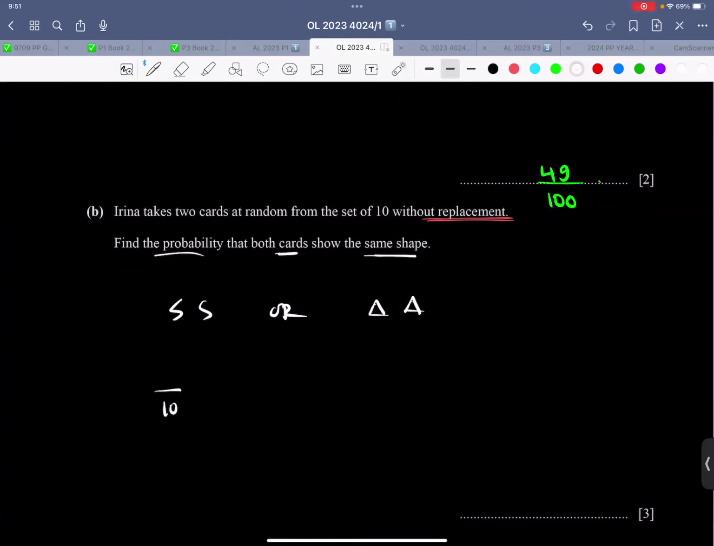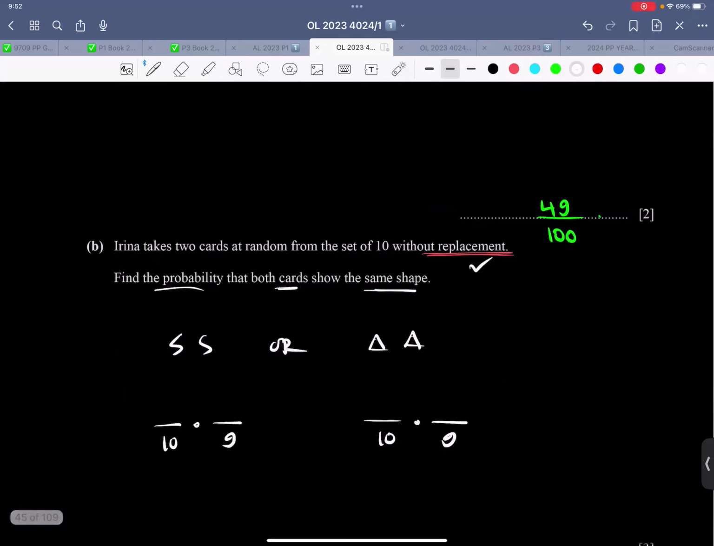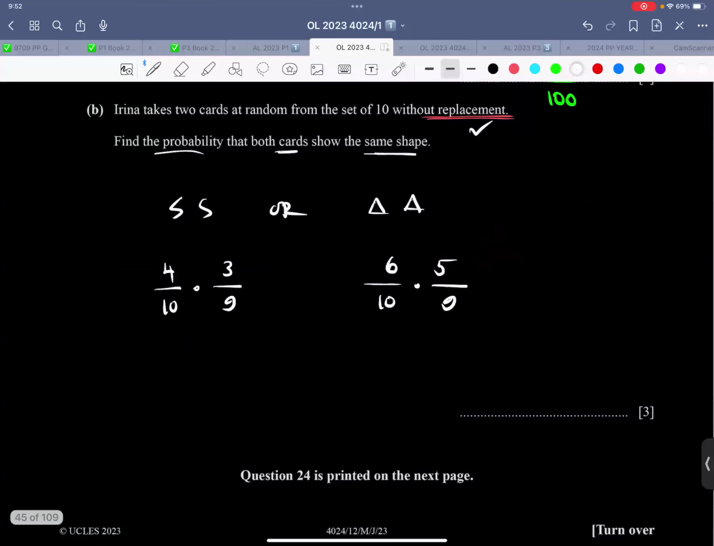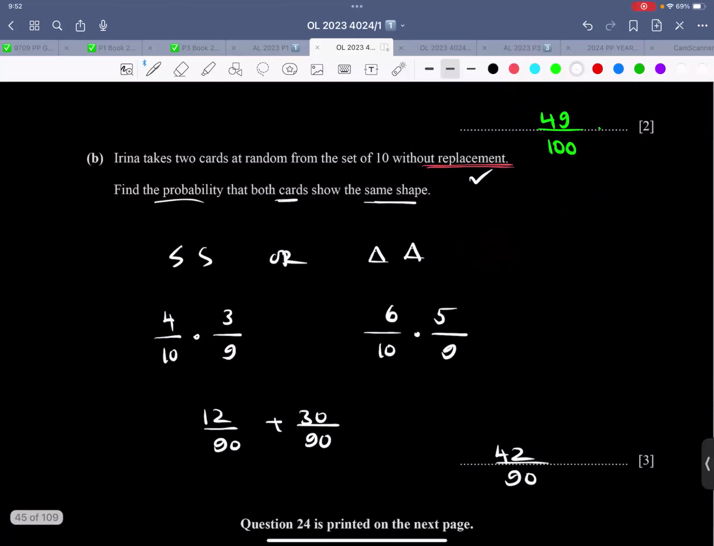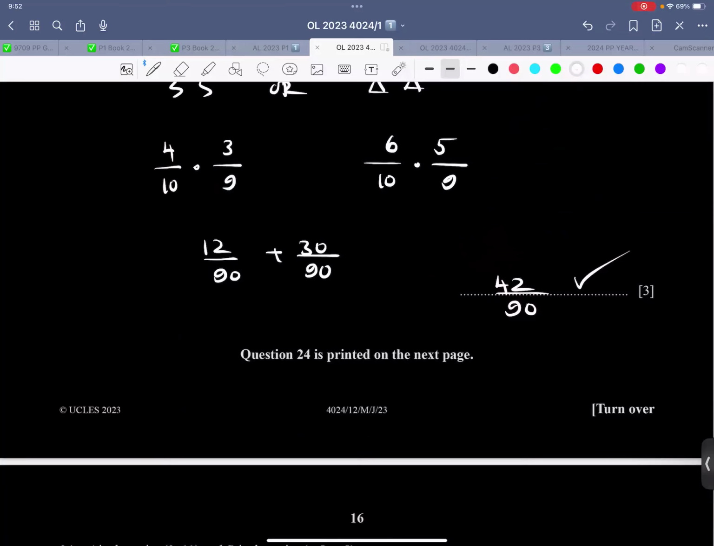So denominator 10, denominator 9, denominator 10, denominator 9. Why? Because this is without replacement. For square, square, that is 4 and 3. For triangle, triangle, that is 6 and 5, because it is reducing. This is 12 over 90. This is 30 over 90. So this comes out to be 42 over 90. Since they are not asking us to reduce, no need of reducing it. Don't take any risk. Leave it as it is.